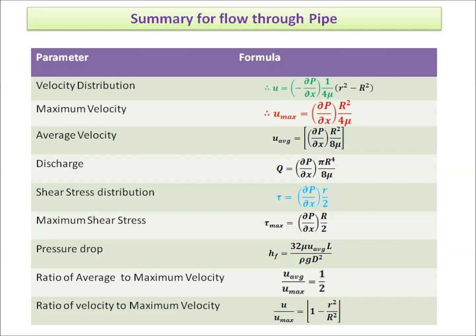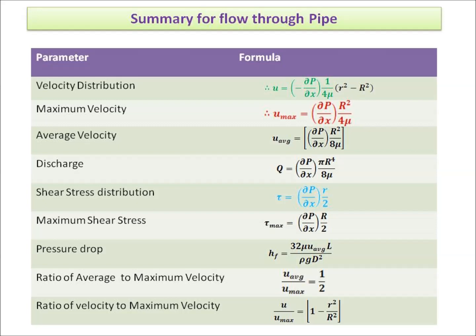The average velocity u average is equal to ∂p/∂x × R²/(8μ). The discharge equation, that is ∂p/∂x × πR⁴/(8μ). Shear stress distribution tau is equal to ∂p/∂x × r/2. Maximum shear stress equation tau max, that is at wall, it is ∂p/∂x × R/2.